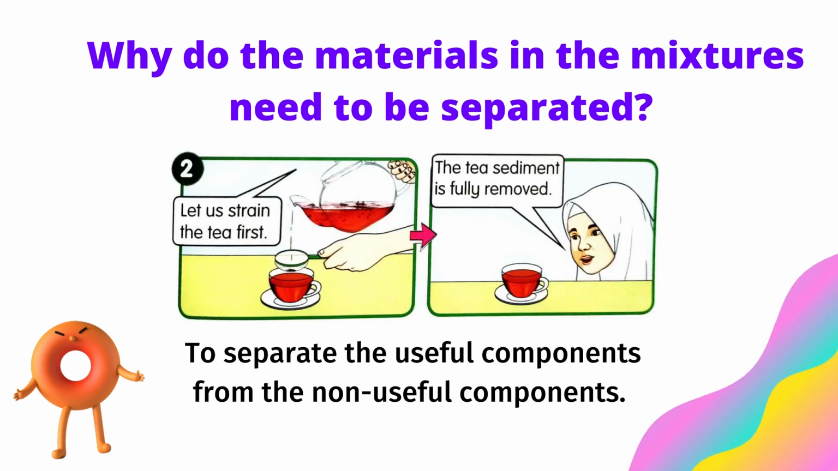Next, look at this dialogue. Let us strain the tea first. The tea sediments is fully removed. Why do we need to remove the tea sediments? Because to separate the useful components from the non-useful components. Maksudnya menyisihkan, membuang bahan yang tidak berguna daripada bahan yang kita nak guna.